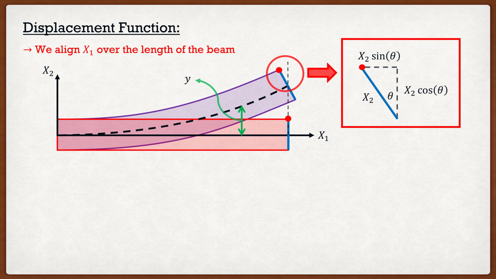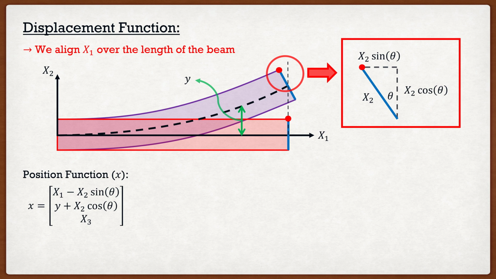Now, the thing that's going to be tricky for some students to realize is that from this, we can conclude that our position function, which is small x, is equal to x1 minus x2 times sine theta for the first component. The second component is going to be y plus x2 times cosine of theta. And the third component, the in-plane or thickness component, is just going to be x3. Now, if you can understand where this comes from, you're good to go. The rest is going to be a piece of cake.